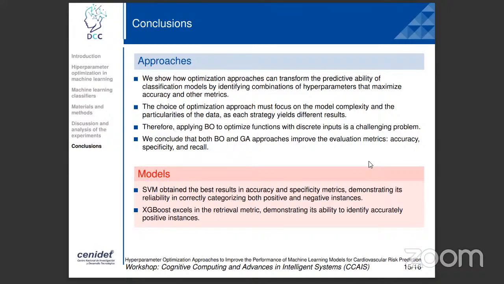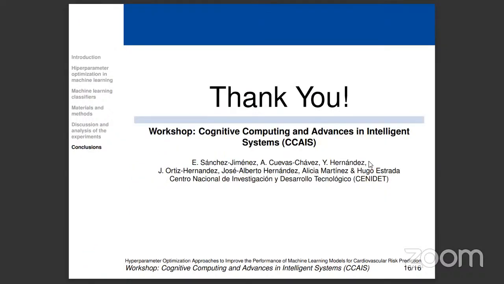We concluded that optimization approaches improve the evaluation metrics by transforming the predictive ability of classification. And also the optimization approach choice depends on the dataset and the model complexity. Both Bayesian optimization and genetic algorithm approaches improve the accuracy, specificity, and recall metrics. SVM obtained the best performance in accuracy and specificity metrics, categorizing correctly both positive and negative instances. Finally, XGBoost excels in the recall metric, identifying accurately positive instances. We can begin with the questions. That's all from me.